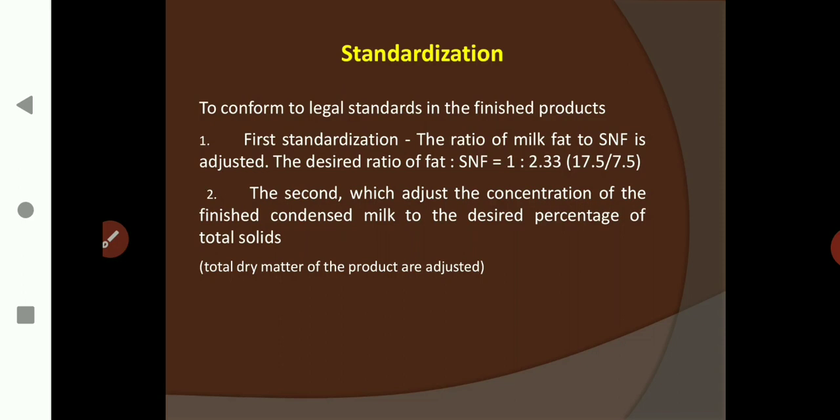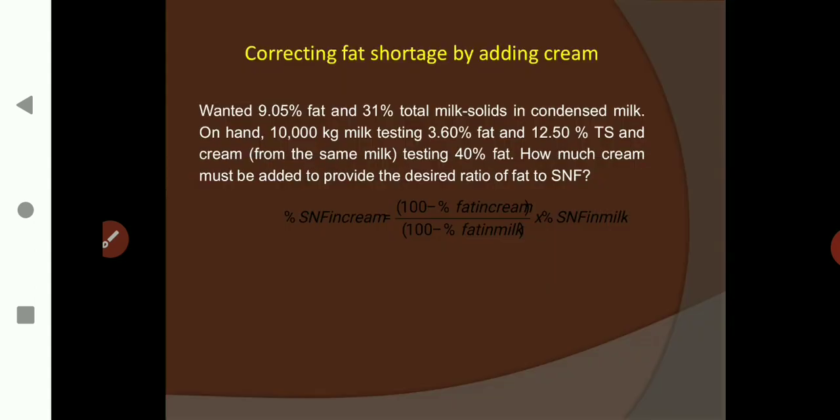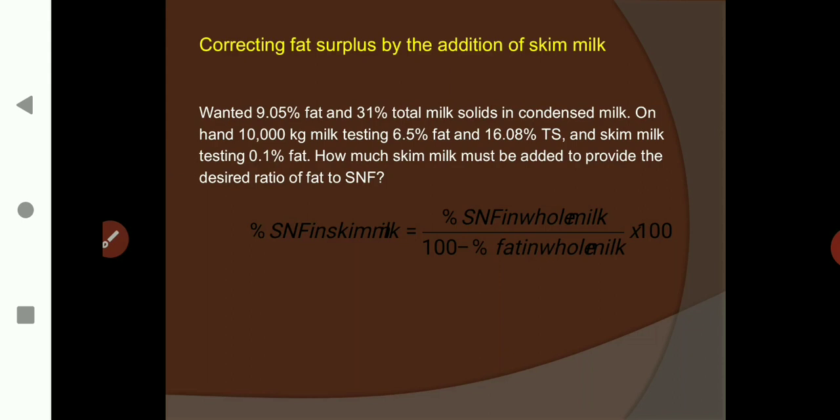In the first standardization, we are adjusting the ratio of milk fat and SNF, and the desired ratio is 1:2.33. You just see the legal standards, then you will understand this thing. Okay. Now in the second, we adjust the final concentration of the finished product. We are adjusting the total dry matter content. I am skipping these things.